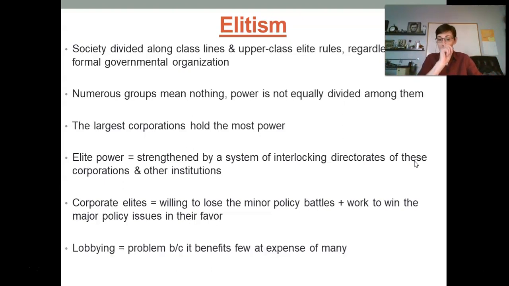Lobbying is a problem because it benefits the few at the expense of the many, right? If you have more money than God, you can pay for as many lobbyists as you want. And lobbying equals access. Access equals your preferred policy initiatives coming into action.